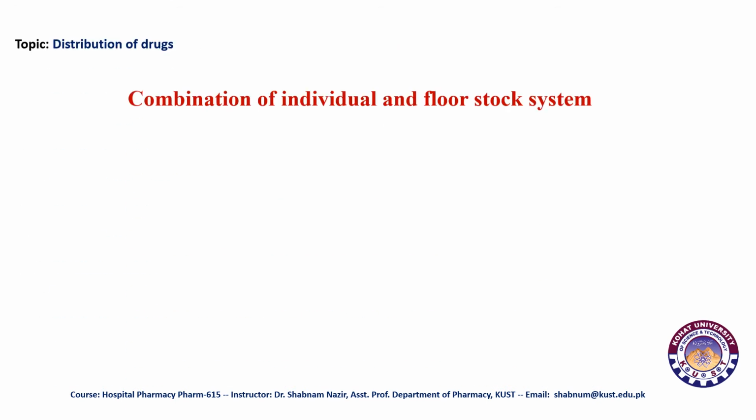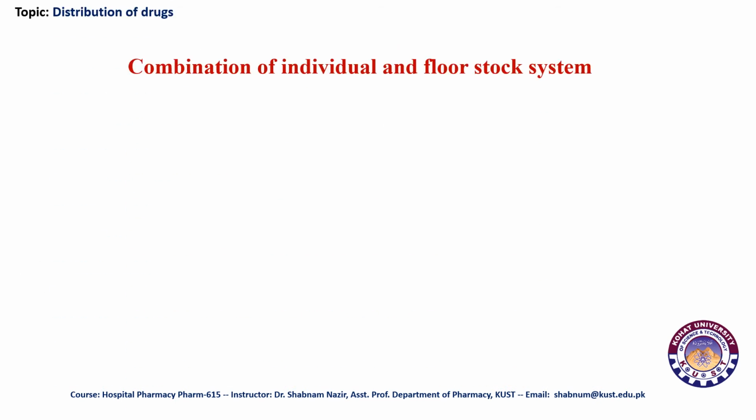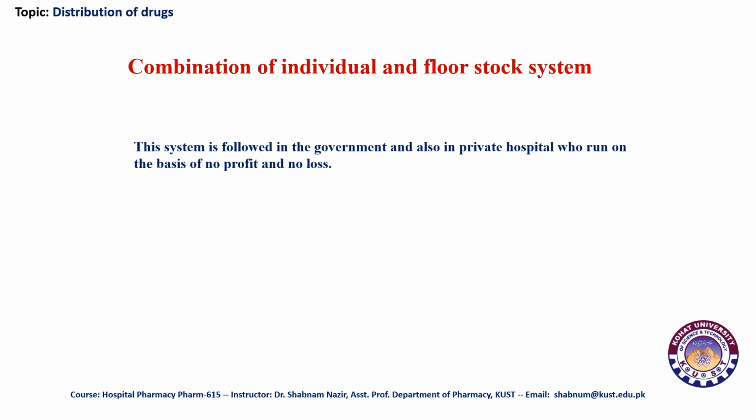Then comes a combination of individual and closed stock system. So students, as we just discussed, the individual prescription order system can be considered the best system, but the combination of individual and closed stock system also works in a very good way. In the individual prescription order system, the prescription comes directly to the pharmacist and the bill is made.